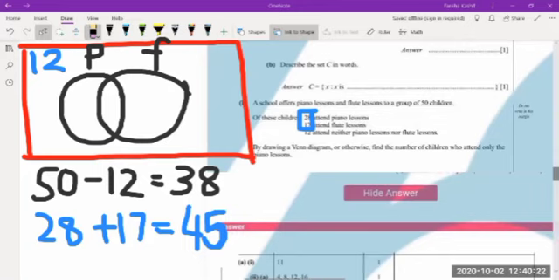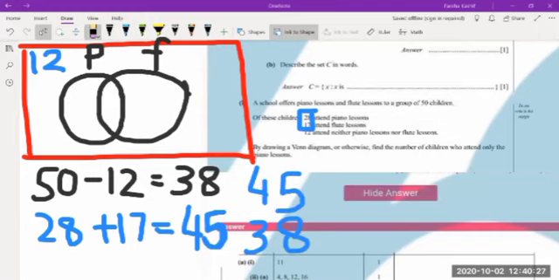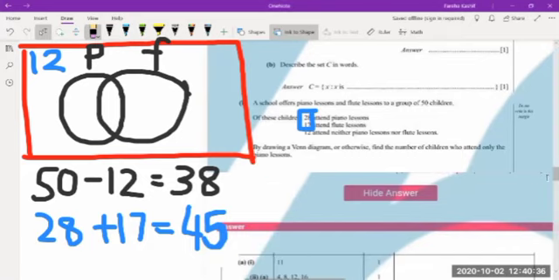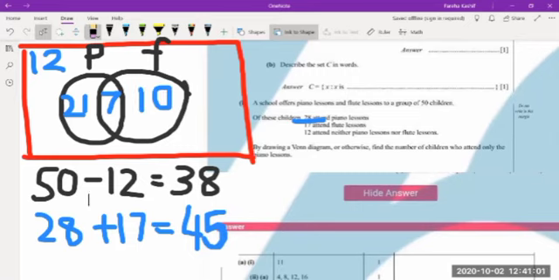Let's subtract 45 minus 38 to see how many of them are doing so. 45 minus 38 gives you 7. And that means that 7 students are attending both piano and flute lessons. So when we have that, let's go back to the question that says that 28 attend piano lessons. So 28 minus 7 gives us 21, and 21 are left here. And 17 attend flute lessons. 17 minus 7 gives us 10. And now if we add 21 plus 7 plus 10 plus 12, we get the value as 50. So we have this correct Venn diagram.